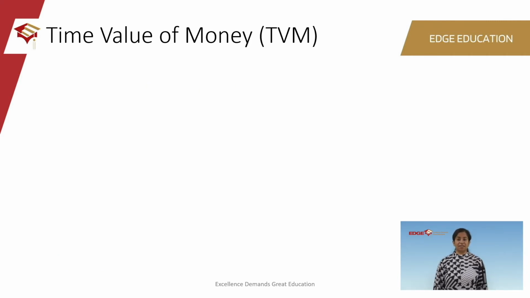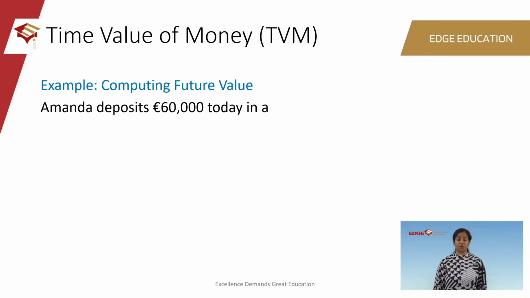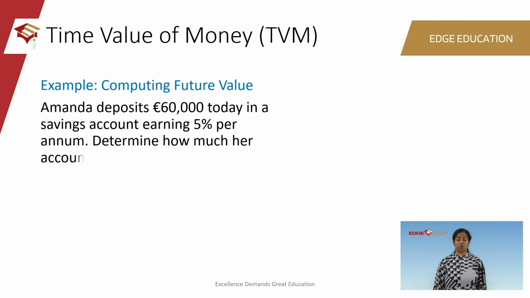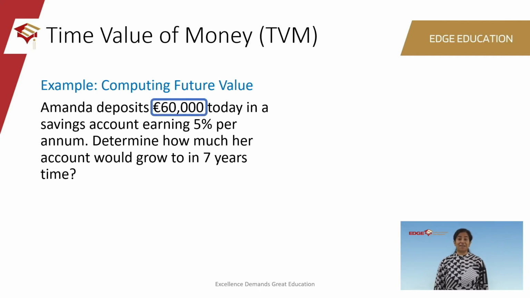Let's take a look at our next example, where we will be computing the future value. Amanda deposits 60,000 euros today in a savings account earning 5% per annum. Determine how much her account would grow to in 7 years' time. Once again, before we begin, we gather the relevant information. 60,000 is the amount Amanda has today. 5% is the rate of interest she can earn on her account. 7 years is the time she has to grow her money.